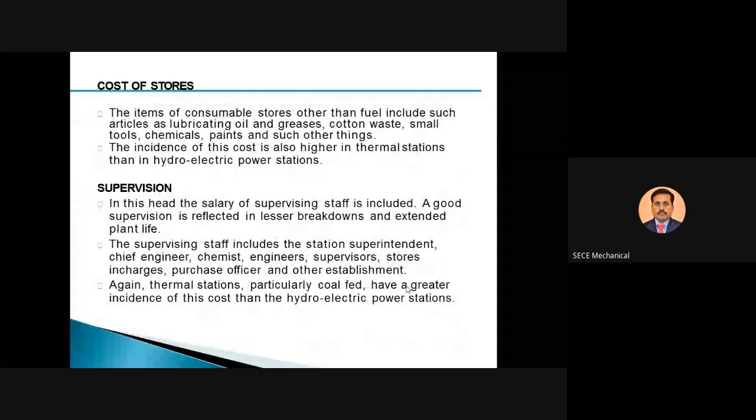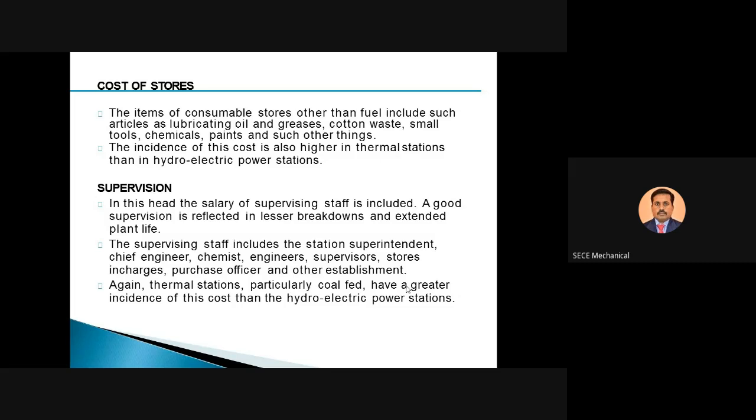The next one is cost of stores. Yesterday I told you that greases, cotton waste, small tools, chemicals, paints, and some other things should be used in the power plant as consumable parts. These will be stored inside the power plant. If you want to store them, you have to purchase them, and for that purpose we need some money. That cost comes under cost of stores and supervision.